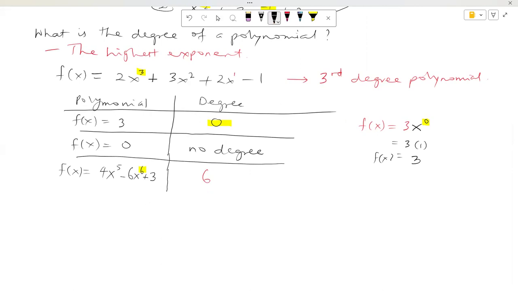Now, we also want to talk about the leading term. So what is the leading term?